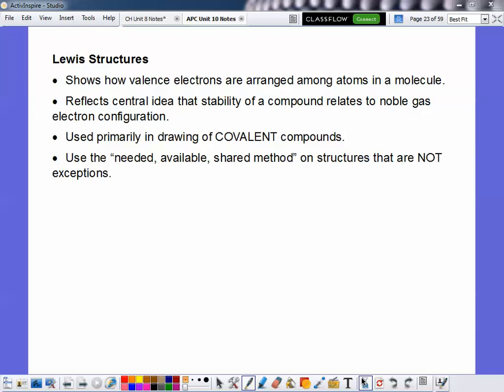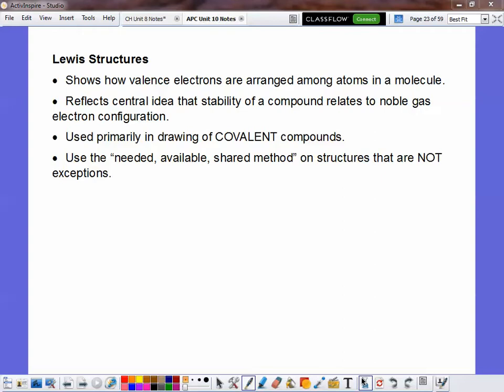All right, so this video is going to go over how to draw Lewis structures. This should be pretty much a review of what you learned in first year chem. There's a few exceptions and a few new things that I'll talk about towards the end, but first let's just talk about how to draw Lewis structures.